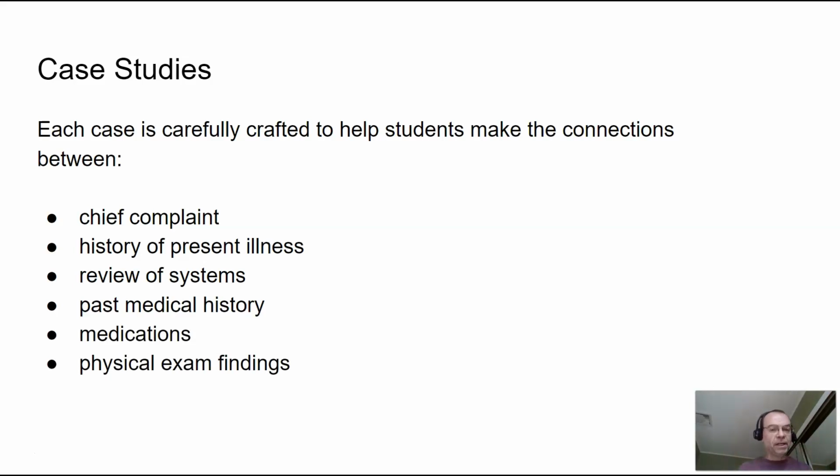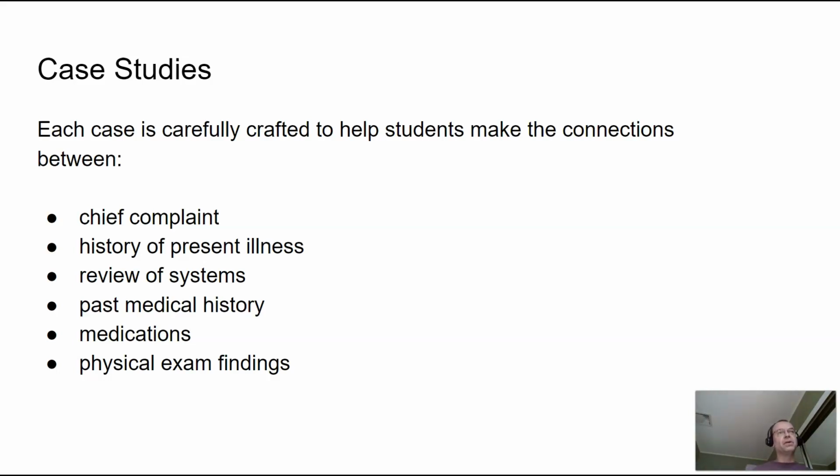So if the chief complaint, for example, is abdominal pain, the history of present illness could be sudden onset of right lower quadrant abdominal pain, nausea, vomiting, and a fever. Review of systems might be nausea, vomiting, abdominal pain, fevers and chills over the past 2 days. Past medical history might not be significant. Medications need to be related to past medical history. So if they do have a past medical history of, let's say, diabetes, they need to be on medications that help control diabetes. And physical exam findings all need to tie in as well.